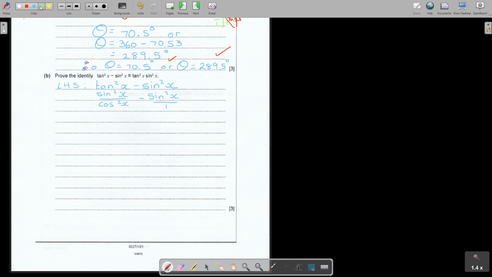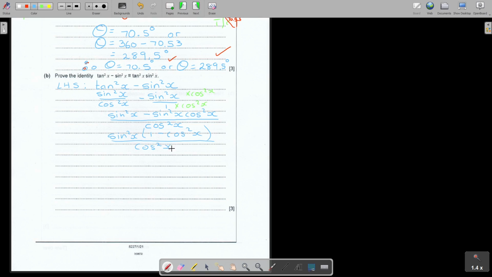So what I do to make it 1 is I make the denominators the same. I end up with sin square x minus sin square x cos square x. Remember, it's an expression, not an equation. Keep the denominator. Now I can take out a common factor. What is the common factor? It's sin square x, and it's 1 minus cos square x over cos square x.